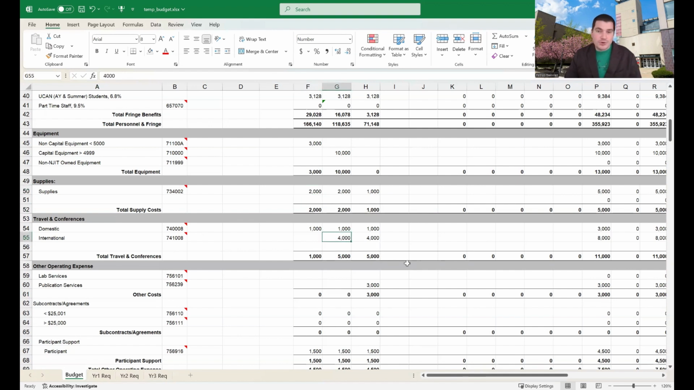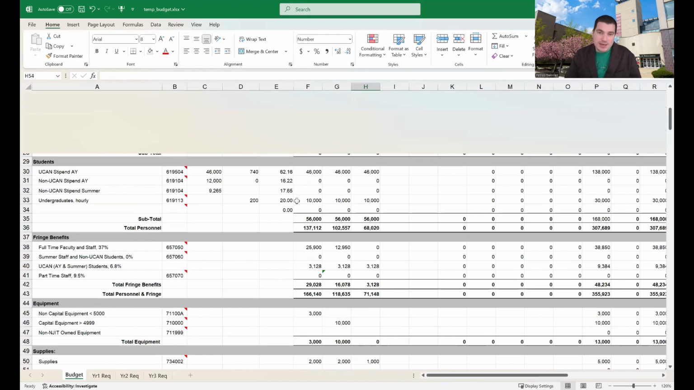Travel, right? You might say, okay, I really want to bring my PhD student, but I can only afford to go myself for one of these years. And maybe this last year I'm not doing as much collaboration, and so instead of traveling domestically this year, I won't.